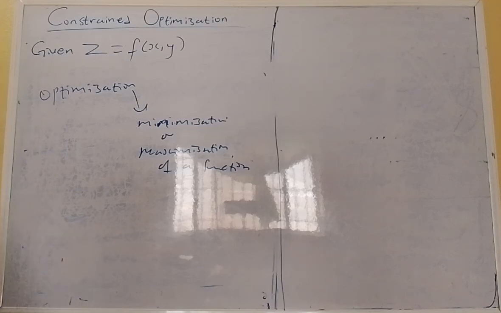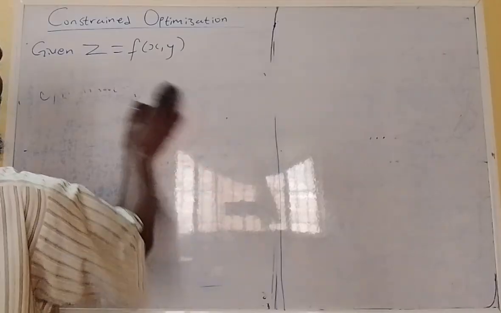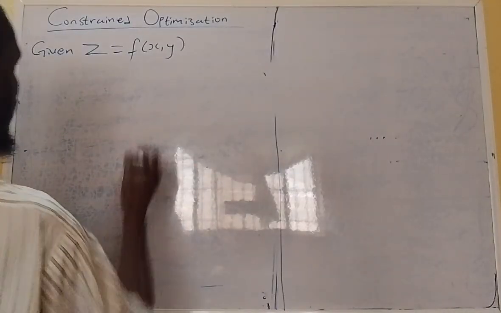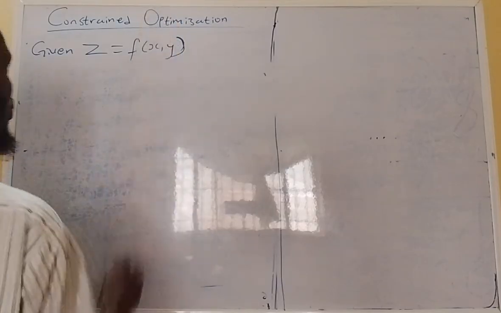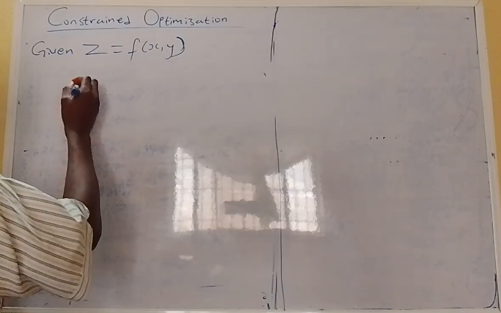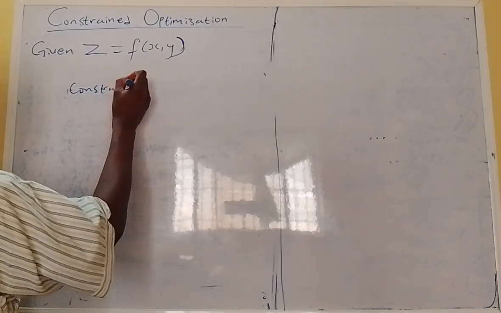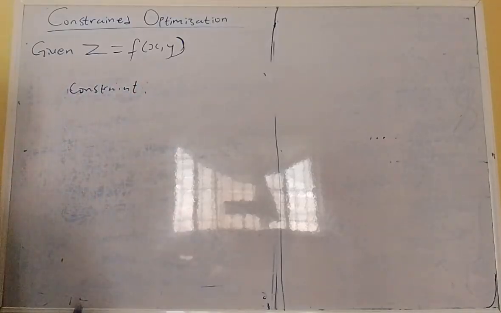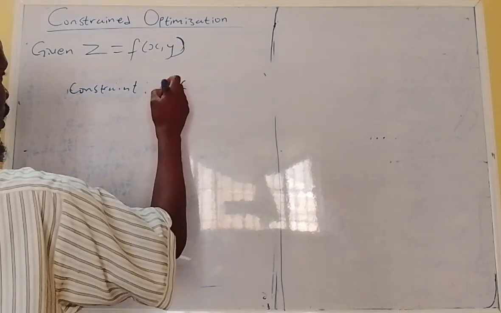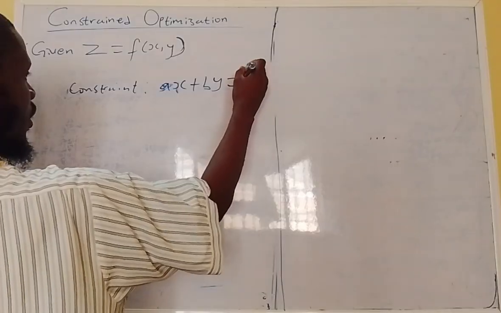But here, we are not only asked to maximize or minimize, but subject to a particular equation known as a constraint. So let's say we are given a constraint. Let's say the constraint is given as ax, that's a times x plus b times y, then equals to k.